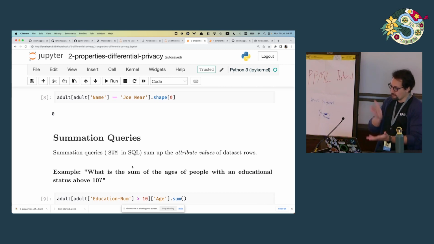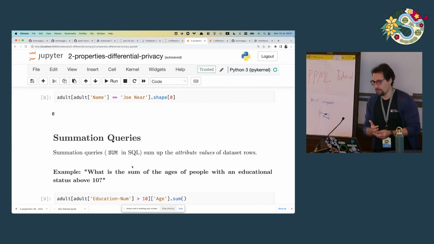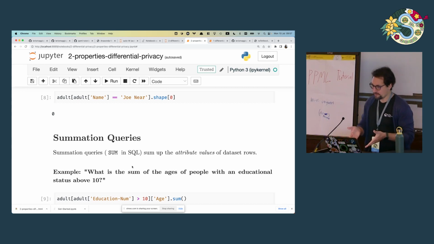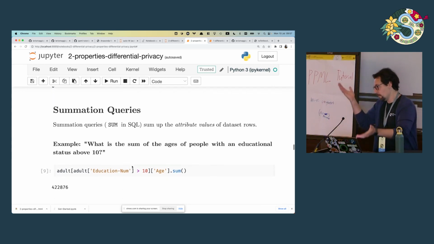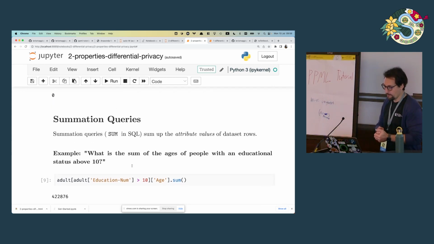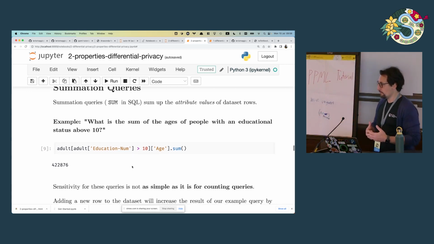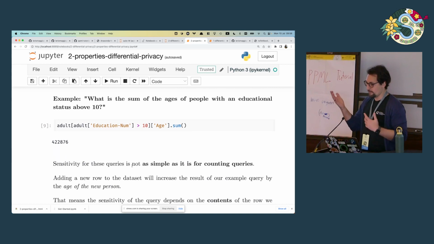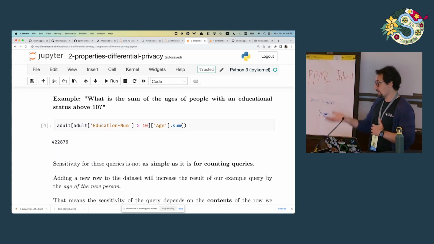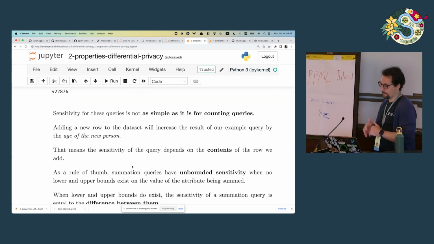When we do have a lower and an upper bound, the sensitivity of a summation query is equal to the difference between the upper and the lower bound. But if we don't have an upper bound on the value when we have a sum, because again it really depends on the content of the data we're dealing with, we have another option, and the option is clipping. And that's why the section was called sensitivity and clipping.